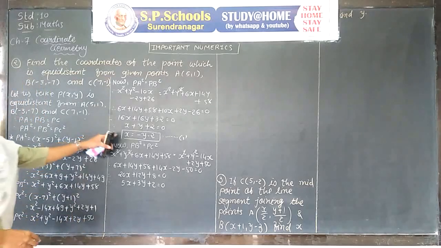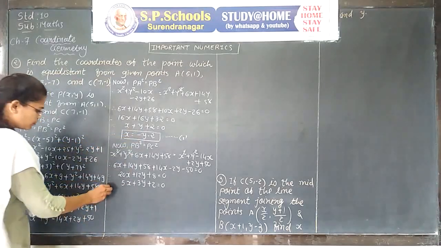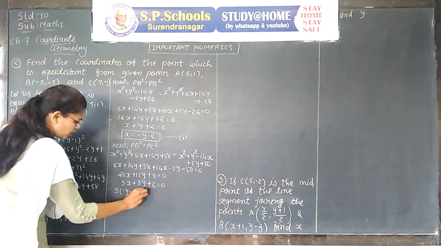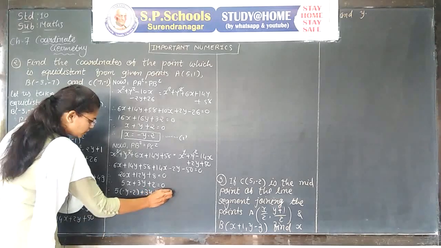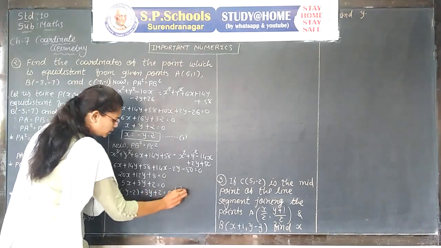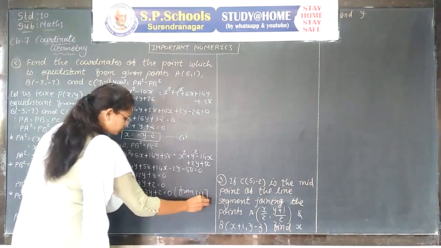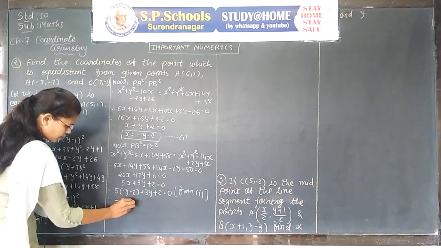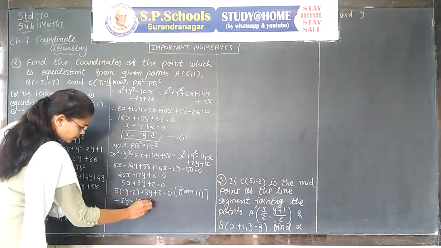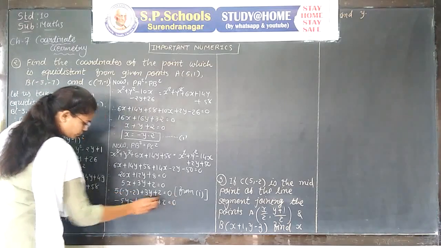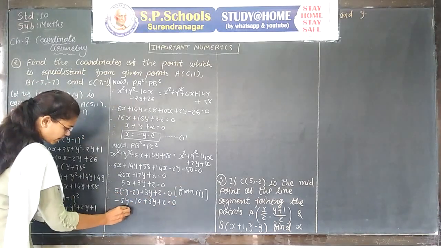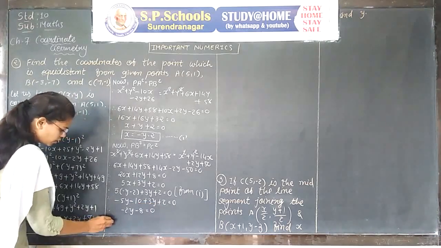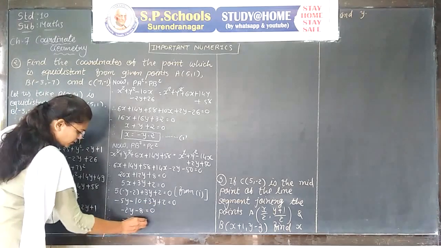Now we substitute the value of x in terms of y in this equation. 5 instead of x is minus y minus 2, plus 3y plus 2 is equal to 0. Our x is from equation 1. Simplify it. Minus 5y minus 10 plus 3y plus 2 is equal to 0. Minus 5y plus 3y is minus 2y, minus 10 plus 2 is minus 8, equal to 0. That's why minus 2y is equal to 8.